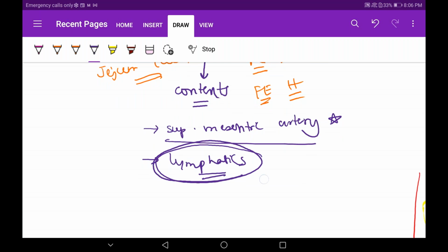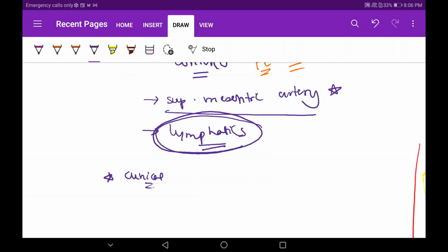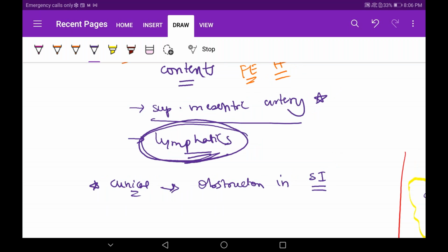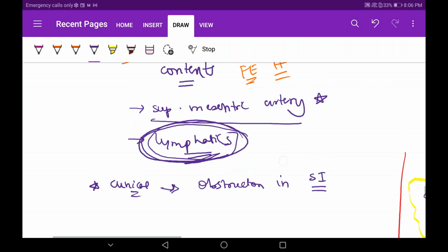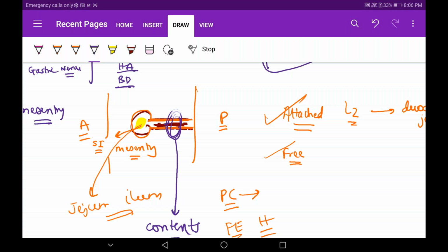Clinical aspect, put a star and write clinical aspect. What is the clinical aspect? When infections happen in the abdominal wall, if the lymphatics get infected, they will cause obstruction in the small intestine. If you see lymphadenitis or acute appendicitis, sometimes the lymphatics get spread. In those scenarios, these lymphatics will get inflamed and obstruct the mesentery.